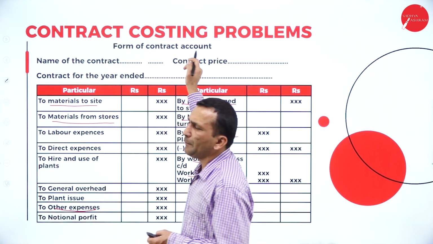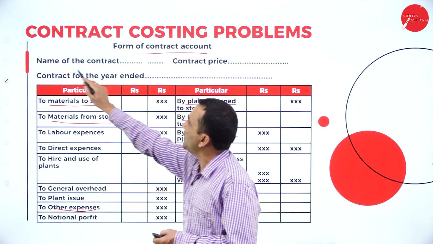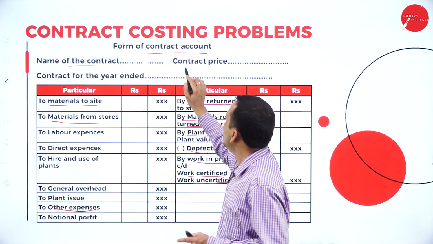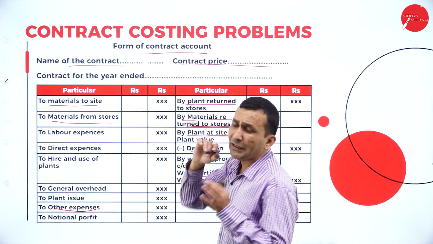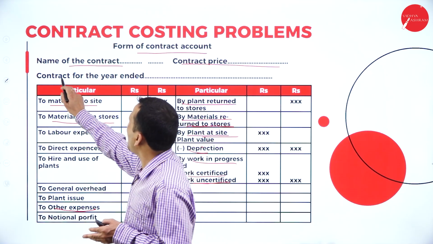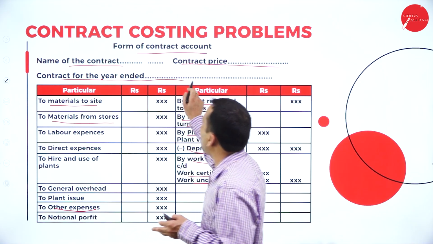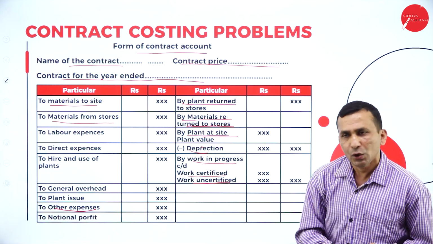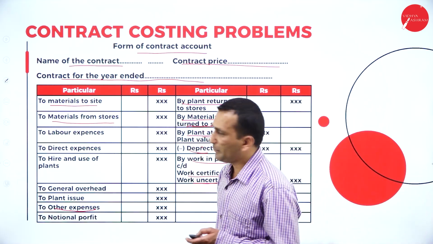The title is very important. The form of contract accounting, the name of the contract, and the contract price which is given in the question. Also, the year for which you are preparing the contract account, for the year ended. The date is given in the question, and you have to write it. This is compulsory.